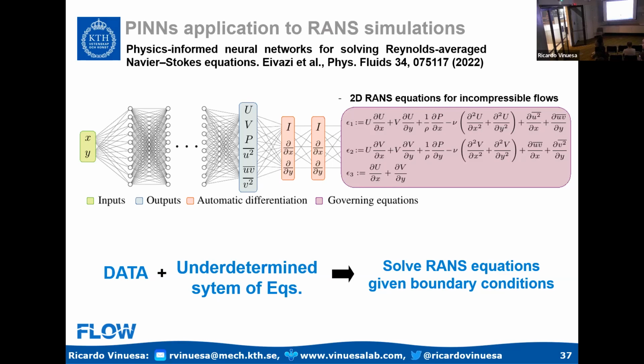In the meantime, I just want to show one example. We published this in Physics of Fluids in 2022, and we looked at the 2D RANS equations for incompressible flow. We take the steady RANS equations and want to solve them without a model for the Reynolds stresses, so we solve all the variables using the framework of PINNs. So let's see a little bit about the pros and cons of PINNs with respect to RANS solvers and other approaches.